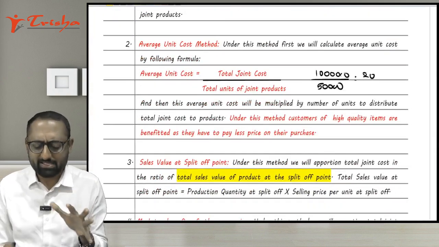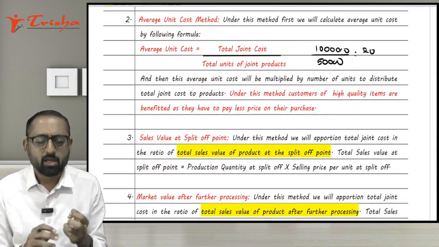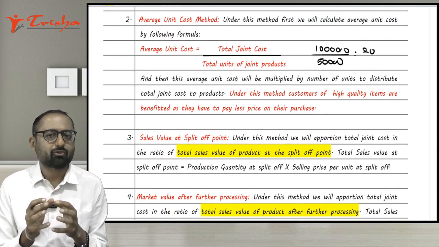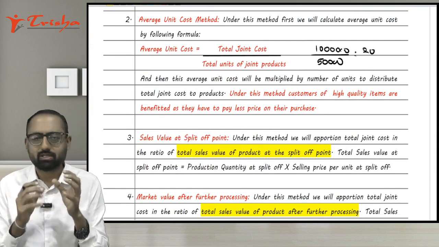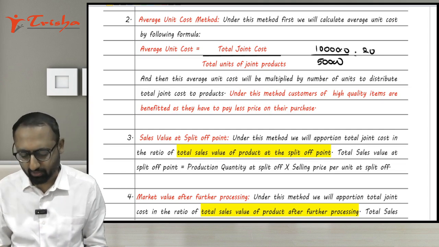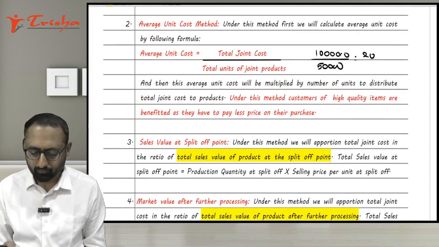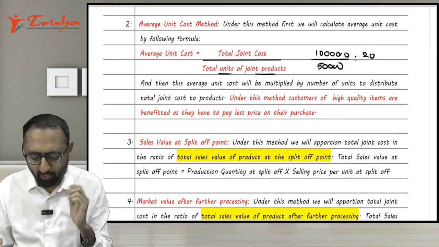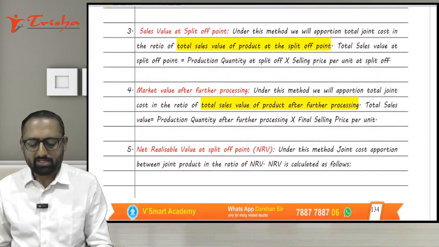So first and second method are literally same. In average unit cost method, you just have to work out average unit cost with the help of the formula, total joint cost divided by total physical output at the split off point, total units of joint product. Next point. Next, third method.